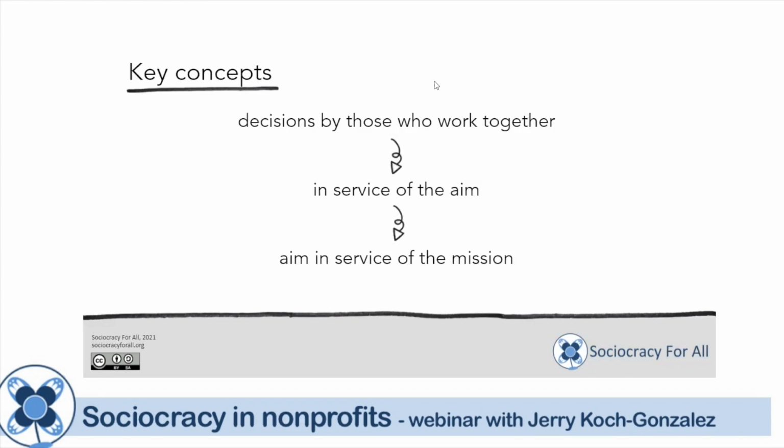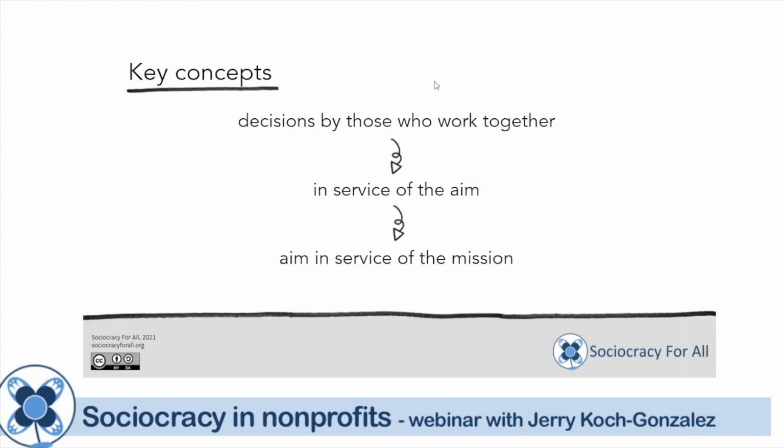So next key concept, sociocracy. I assume that not everybody here fully knows what sociocracy is. So decisions by those who work together. Ocracy is governance, and socio, the socios. So governance by those who associate together, decisions by those who work together in the service of the aim or the purpose of the organization. For example, to build houses with and for the homeless in the city of Atlanta.